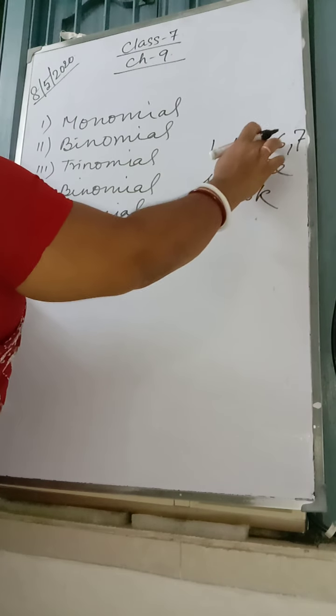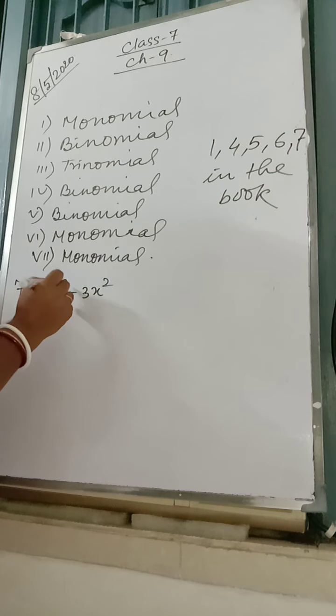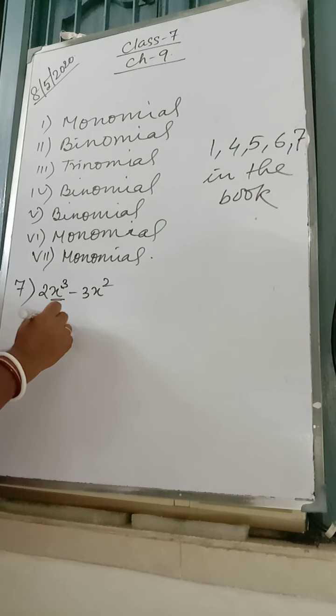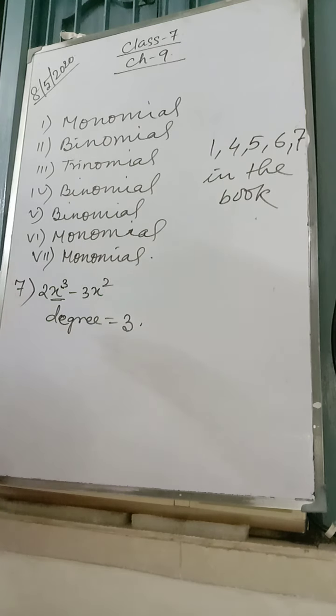The greatest power is known as degree. Clear? Even 8, 9 also you have to write it in the book only. Now the greatest power is called degree. Here you have 2x cube minus 3x square. The greatest power of x is 3. So degree will be 3. Okay, the greatest power.